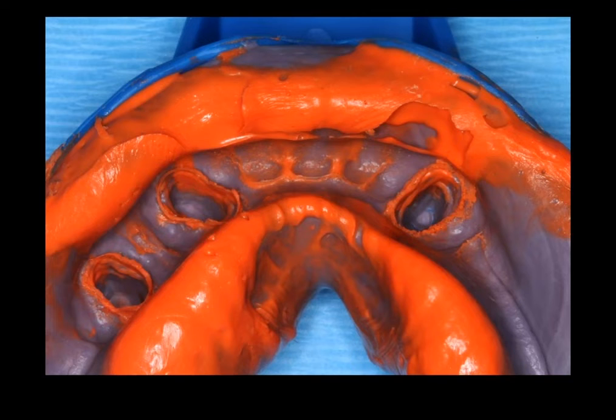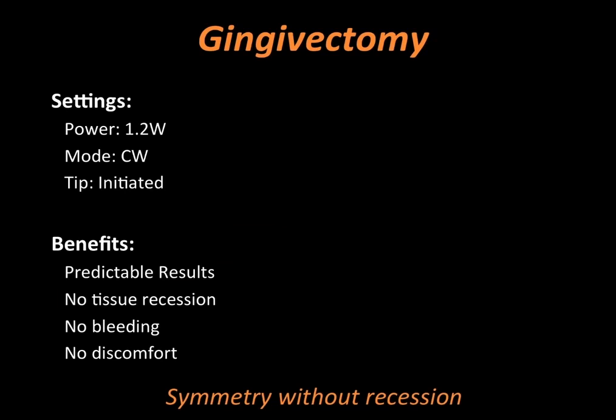This takes a matter of minutes as opposed to using a retraction cord. And sometimes retraction cord is just very challenging to use because that tissue is so thin. We all go through the same process.